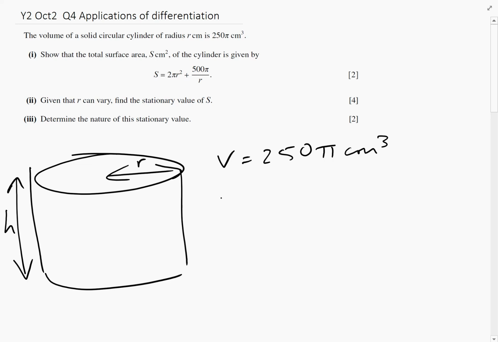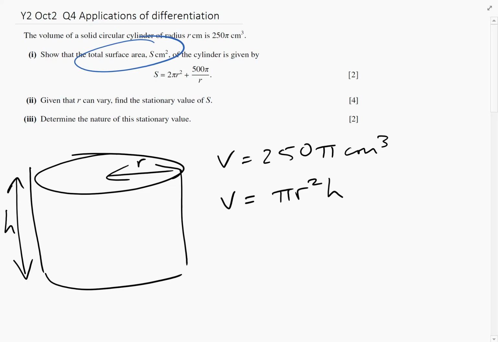But we also know the volume of a cylinder is the area of the surface at the top, the cross section, which is pi r squared times the height h. So we know the volume of that. Now the question is also talking about the surface area S.